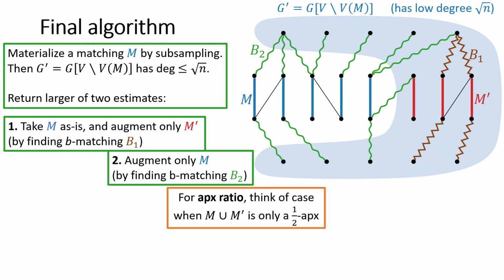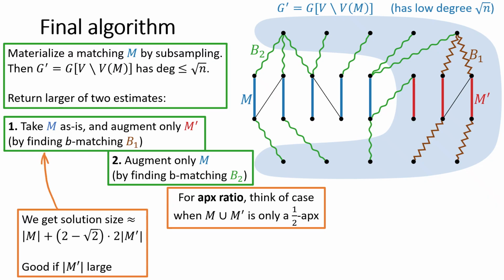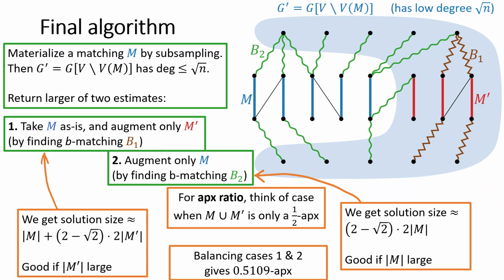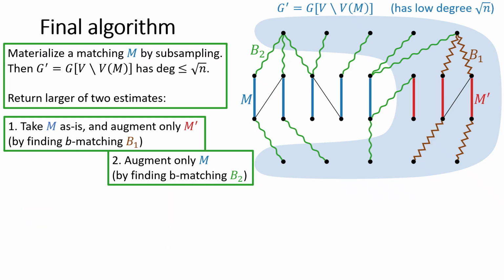So let's look at the approximation ratio. If we think of a case where the maximal matching only gives a half approximation, as we usually do, so it looks like in this picture, then if M prime is large, augmenting M prime, which is what we do in case 1, will give us enough benefit. If M prime is small, then M is large, and augmenting M will give us enough benefit. If you do the math quickly, you get something like 0.51 if you balance out the two cases. I don't want to dwell too much on that. The more interesting thing is the running time.